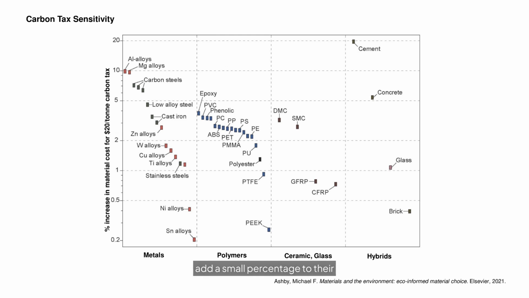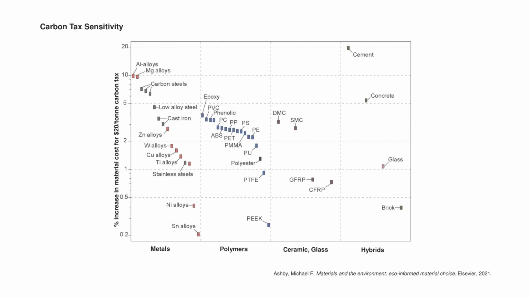Polymers are relatively expensive per kilogram, so a carbon tax would only add a small percentage to their price, maybe a couple of percent. High-cost composite materials would be affected the least, since they're produced in smaller volumes and are already expensive. The carbon fee remains a tiny fraction of their cost. In short, a carbon tax would shrink the cost advantage of carbon-heavy materials like metals and concrete and encourage the use of lower carbon options.